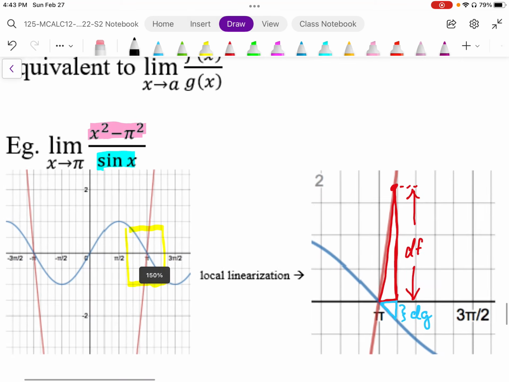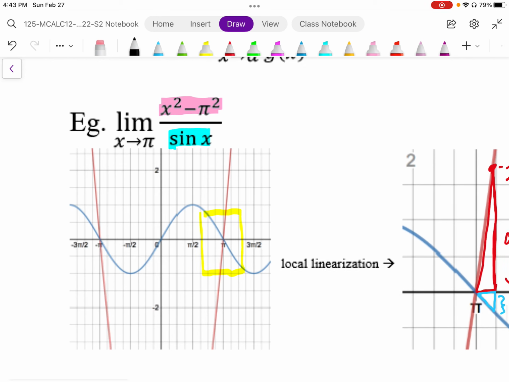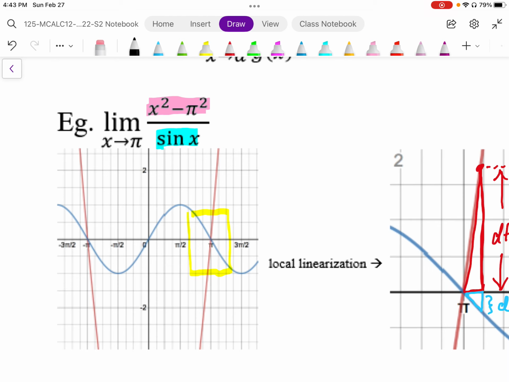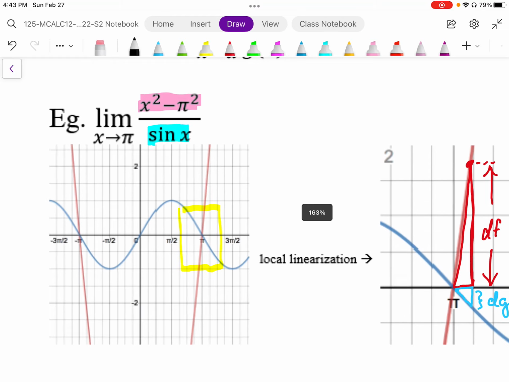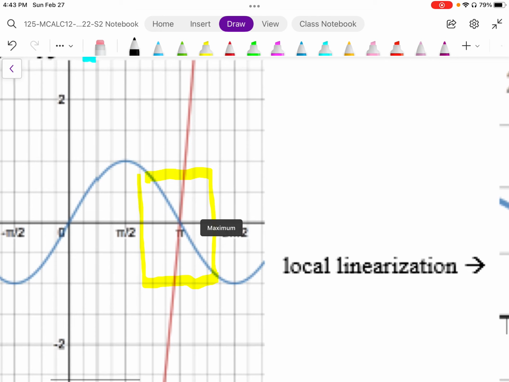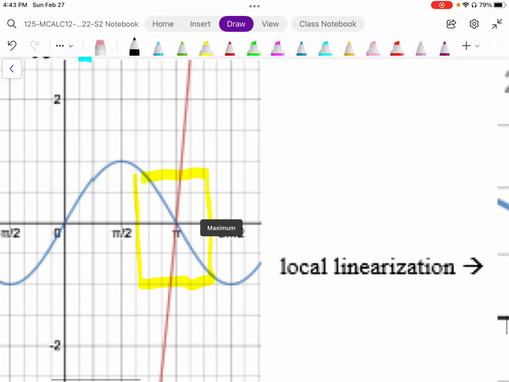For example here, we have x squared minus pi squared over sine x. The blue line is sine x. The red line is the quadratic x squared minus pi squared. And what we can do is zoom into that point. I'm not going to zoom in as much as I can, but I'm zooming into that point.